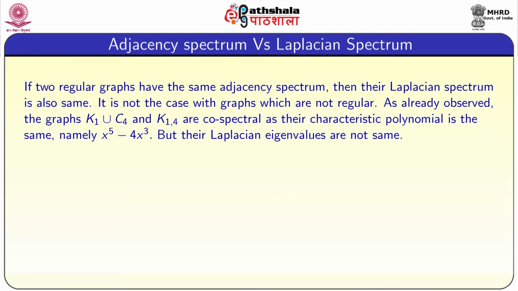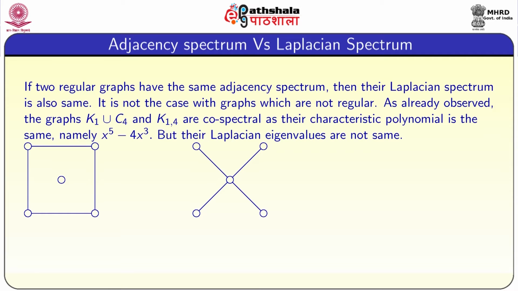So, we are going to show that 0 is an eigenvalue for K1,4 only once, that is, it is a simple eigenvalue, whereas the algebraic multiplicity of 0 as a Laplacian eigenvalue for K1 union C4 is 2. So, that is why the Laplacian eigenvalues of K1 union C4 and K1,4 are not equal, but their adjacency spectrum is the same. So, that is the reason.